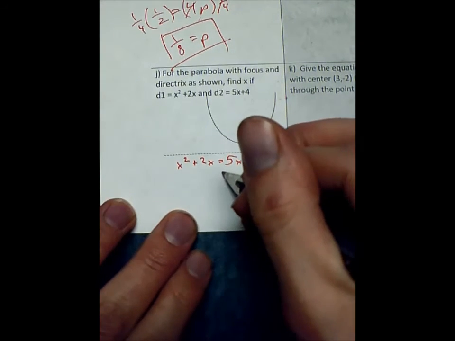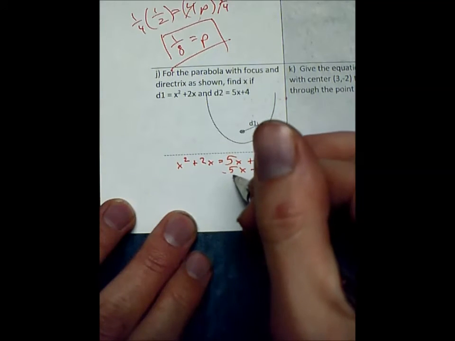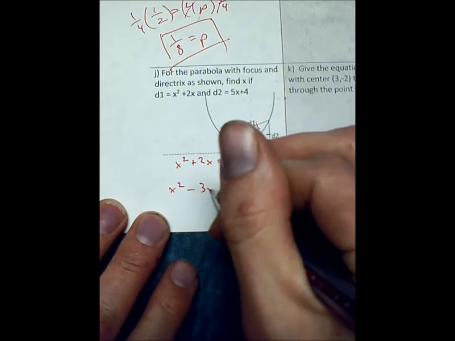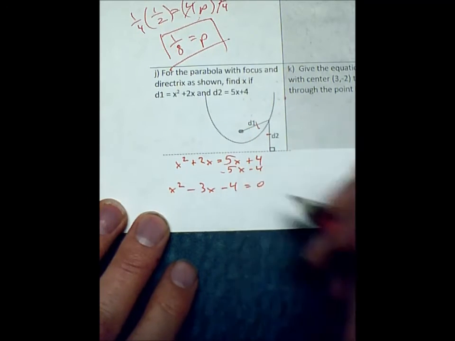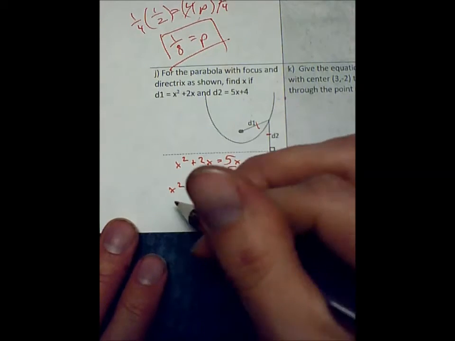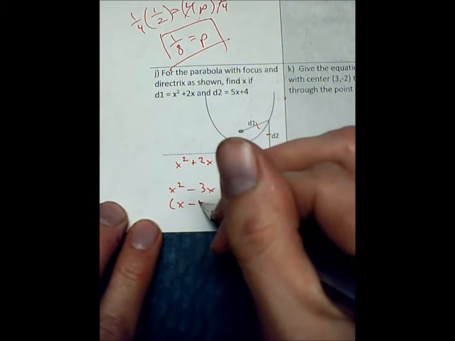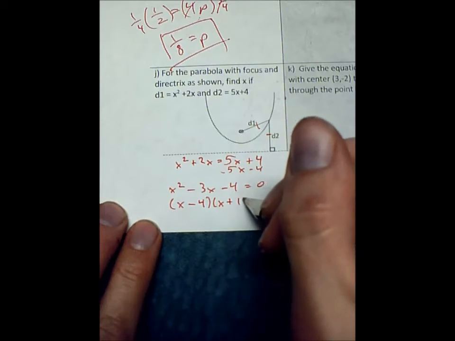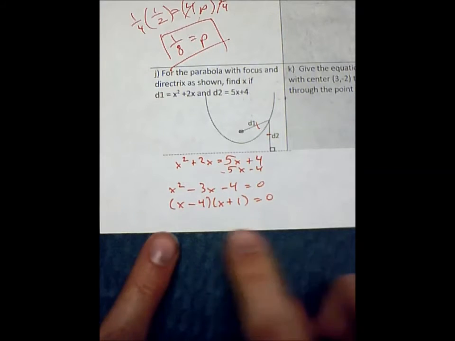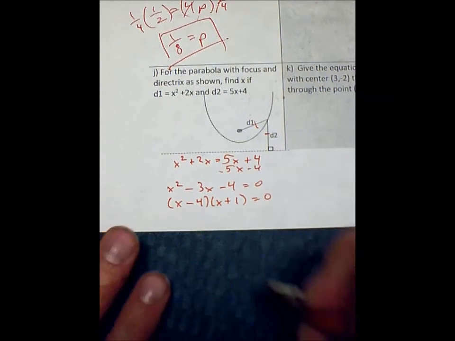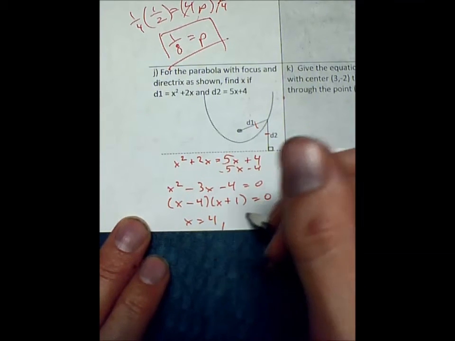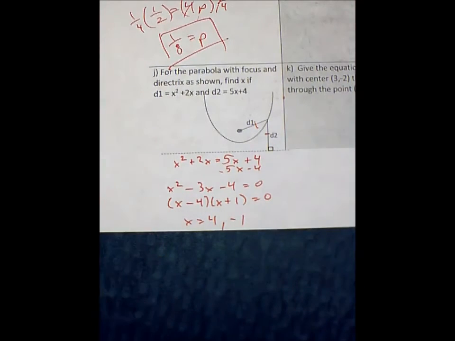So subtract the 5x and the 4 over to the other side. That's x squared minus 3x minus 4, and that's going to leave it equal to 0. And now we try to factor it, and this one will factor x minus 4 times x plus 1. Not sure how to factor it? Have fun with the quadratic formula. And so we set each factor equal to 0. X minus 4 equals 0 gives us x equals 4. And then x plus 1 equals 0 gives us negative 1.